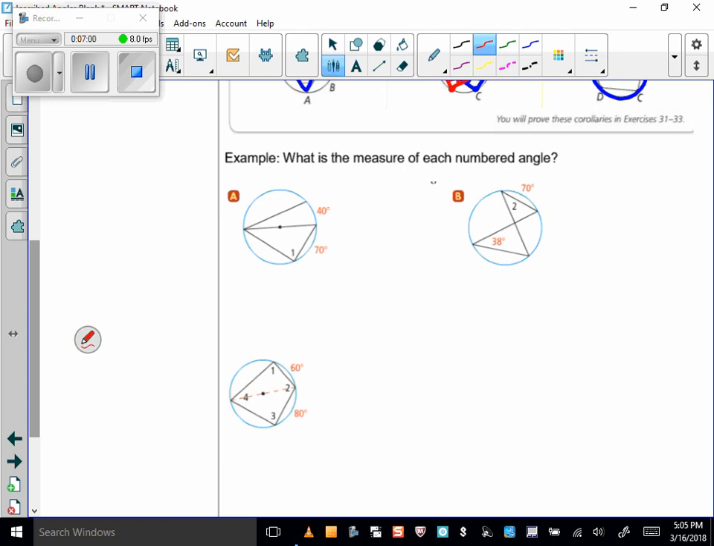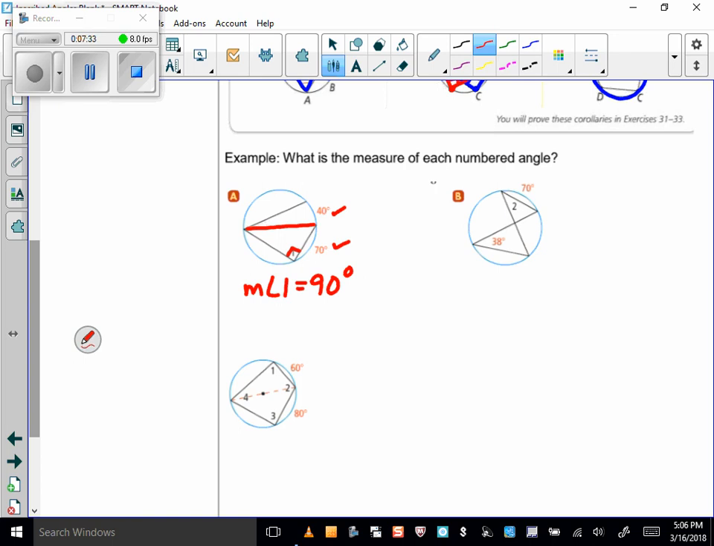Okay, so I bet what we have left are just a bunch of practice problems. So let's see what we got here. What is the measure of each numbered angle? Well, look, I got 40 and 70 and my mind starts turning. But hey, angle 1, that's all they're asking me for, and it's inscribed in a semicircle, so I know the measure of angle 1 is 90 degrees. I don't have to worry about that 70 and 40 and all that other business.